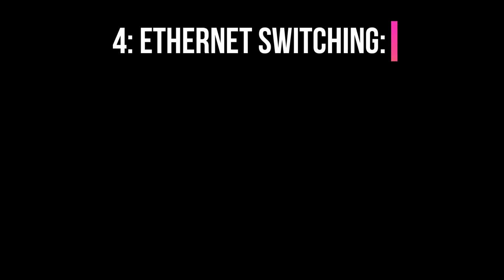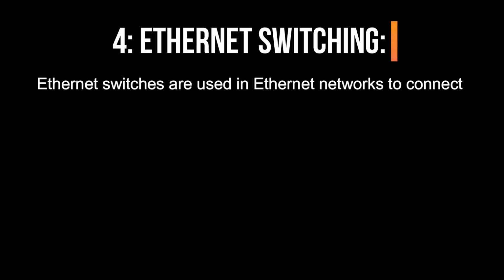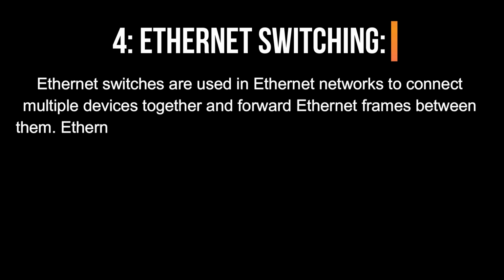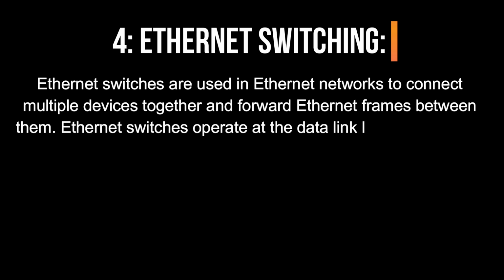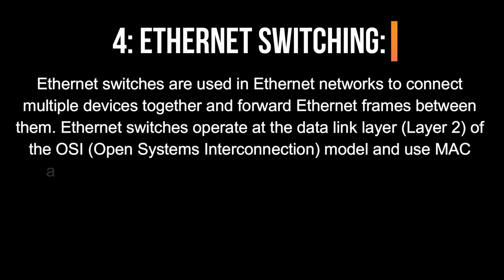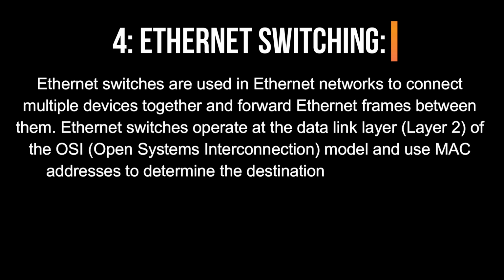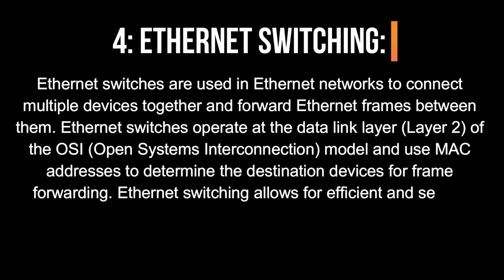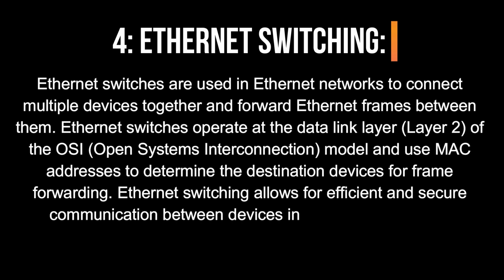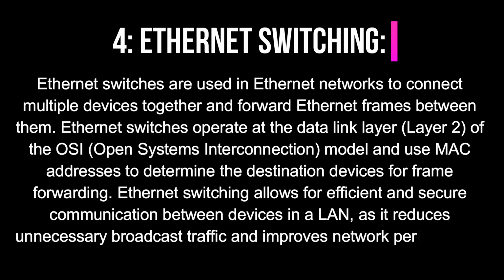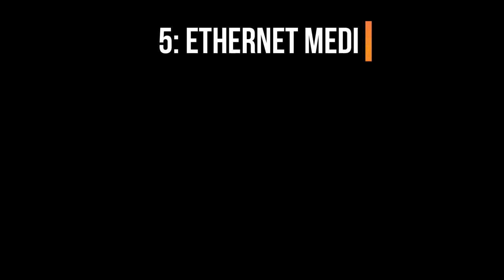4. Ethernet switching. Ethernet switches are used in Ethernet networks to connect multiple devices together and forward Ethernet frames between them. Ethernet switches operate at the data link layer, Layer 2, of the OSI, Open Systems Interconnection, model and use MAC addresses to determine the destination devices for frame forwarding. Ethernet switching allows for efficient and secure communication between devices in a LAN, as it reduces unnecessary broadcast traffic and improves network performance.